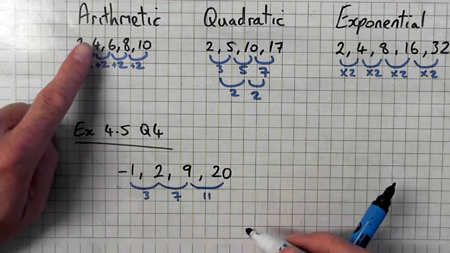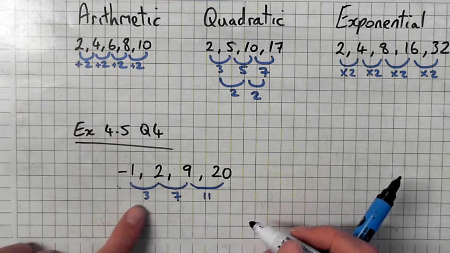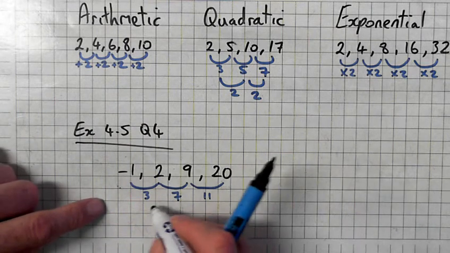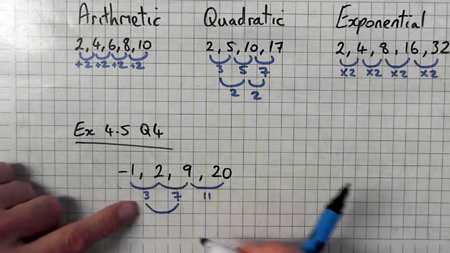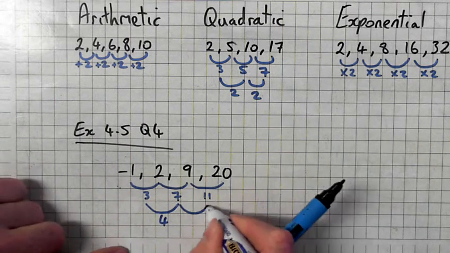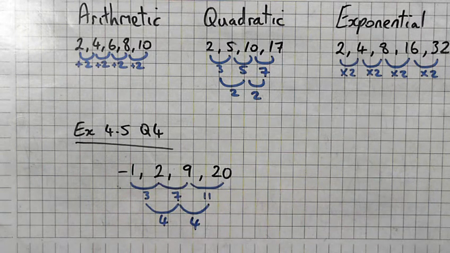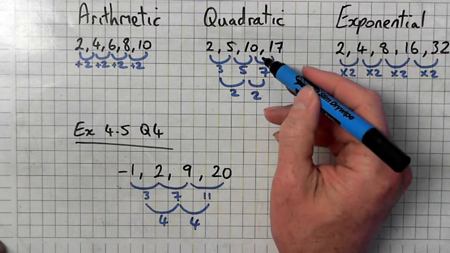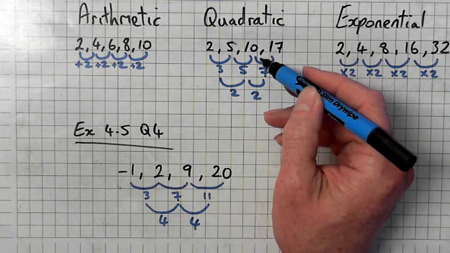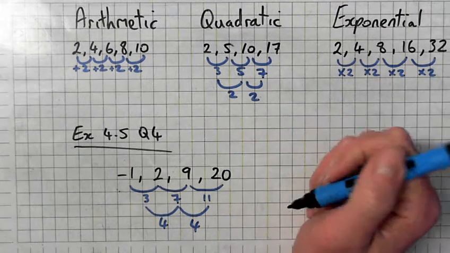Right, so it's definitely not arithmetic. The numbers are not all the same on the first difference. Is there a second difference? So this one is definitely a quadratic sequence. It has two differences.